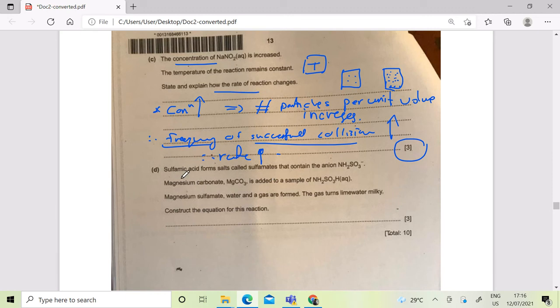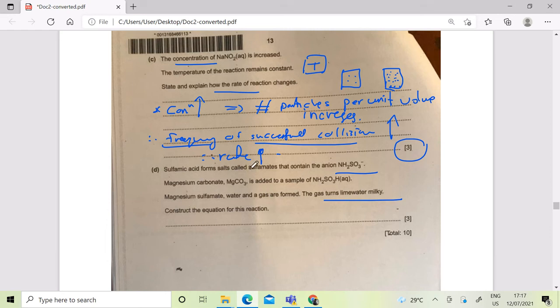Sulfamic acid forms salts called sulfamates that contain this anion. Magnesium carbonate is added to sulfamic acid. Magnesium sulfamate, water and a gas are formed. The gas turns lime water milky. Construct the equation for this.